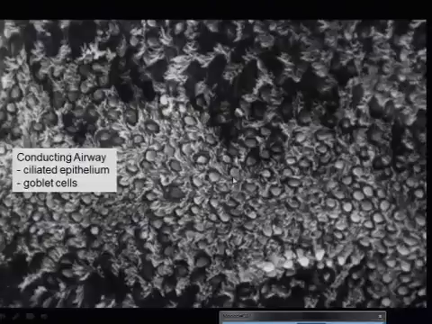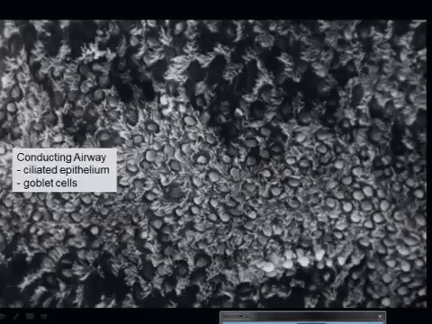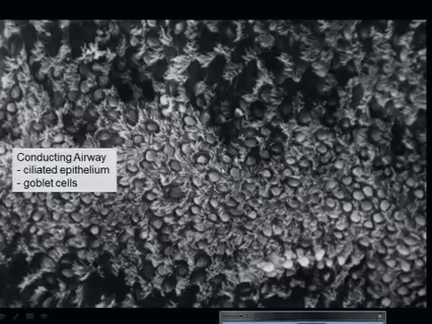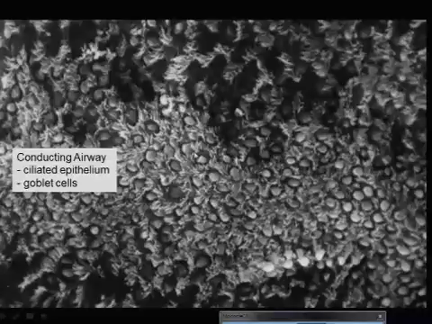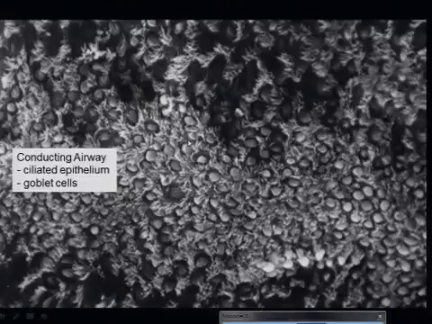Here's a magnified picture, once again looking at the conducting airway. These are ciliated epithelia. You can see all these cilia. And all these bigger round spots you see in here are called goblet cells. Those are the cells that secrete the mucus into the airway. So you can see that there's a high number of these goblet cells, and that the entire surface of a conducting airway is covered with cilia.